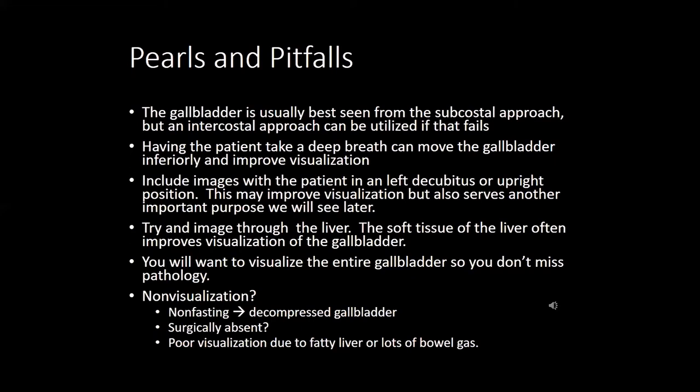Still not seeing the gallbladder? Maybe the patient isn't fasting. Maybe they just had a big fatty meal and secreted all their bile and the gallbladder is decompressed. Maybe they forgot, but their gallbladder is surgically absent. Or maybe the patient has a fatty liver or lots of bile gas in the right upper quadrant, which can obscure visualization of the gallbladder.